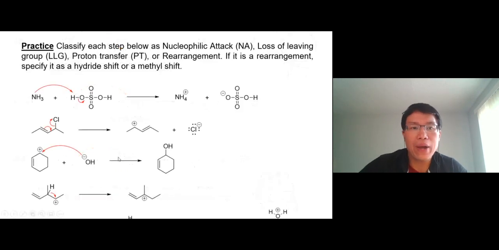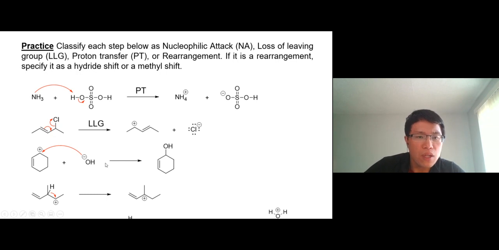Okay? All right, let's see what we got here. This one, classify. This one easy. All right, classify each step below as nucleophilic attack, loss of leaving group, proton transfer, or rearrangement. The first one, nucleophilic attack on proton, totally this proton transfer. All right. Second step, chlorine leaves the molecule. So this is loss of leaving group. Nucleophilic attack, this is not proton, this is carbon, so we call it nucleophilic attack.